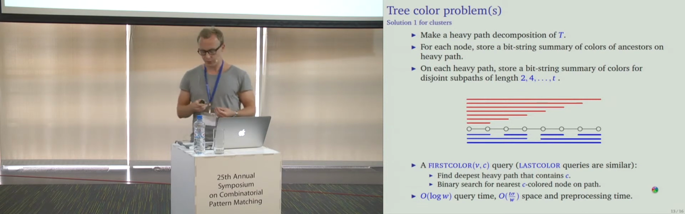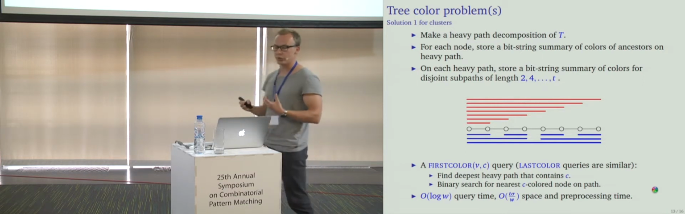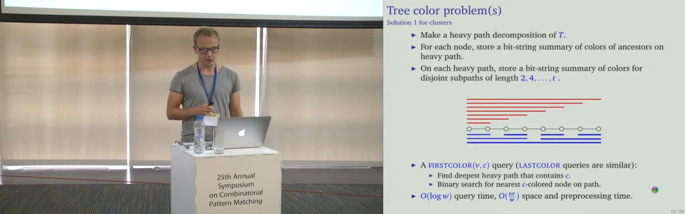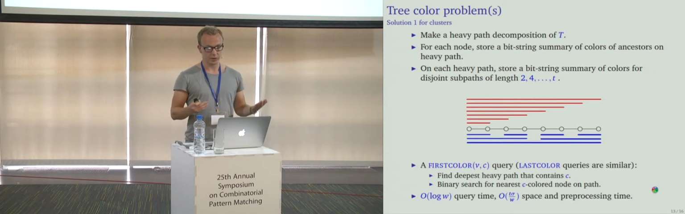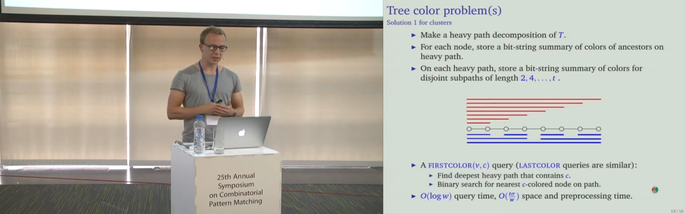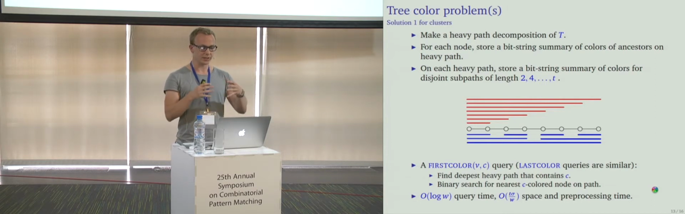And then we also do summaries that allow us to do binary search on the path. So using this, we can support first and last colored ancestor in log W query time, and the same space as before. And the reason why it's log W query time is because this is for clusters of size W. So since we only do binary search, it becomes log W.